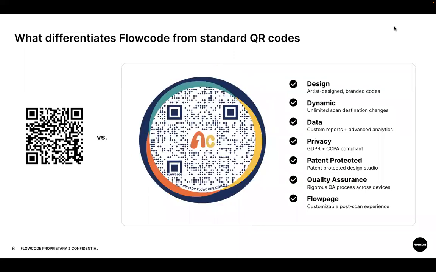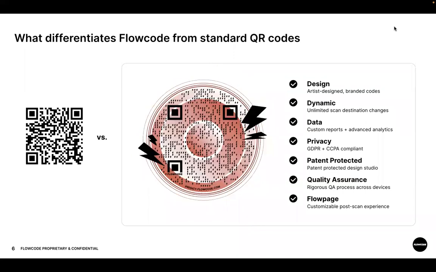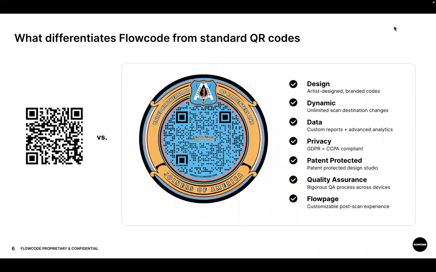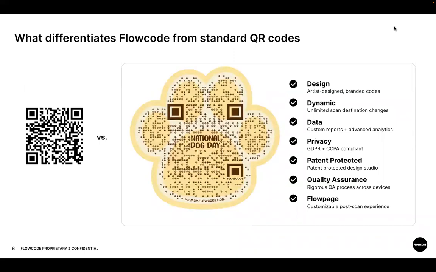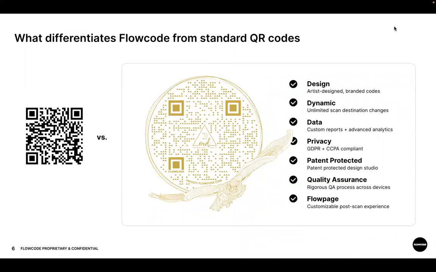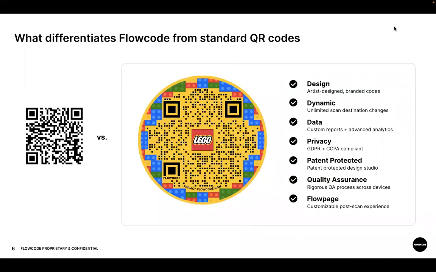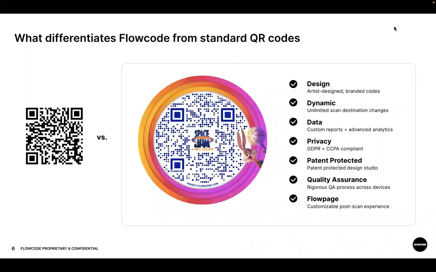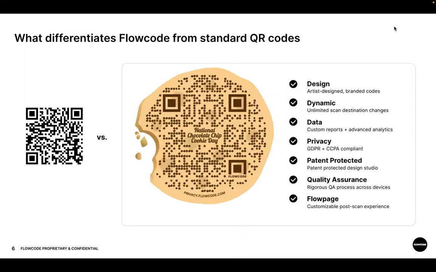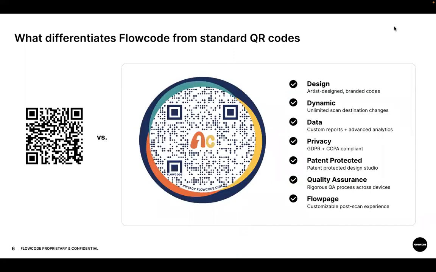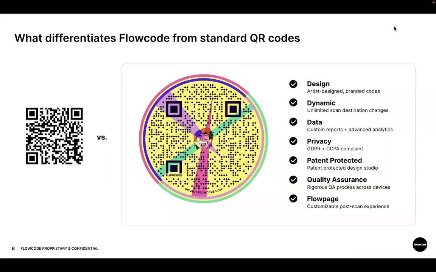Next, the data. Corinne will walk through the data a little bit more later in the presentation, but everything at Flowcode is trackable in the platform. And the QR code itself is really the tip of the iceberg for us. We are a full suite platform. You can track scans by date, day of the week, time of day, and device type. But I won't steal Corinne's thunder too much, and she'll take a deeper dive later.